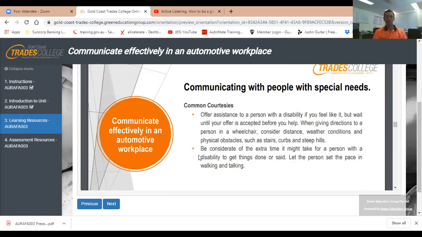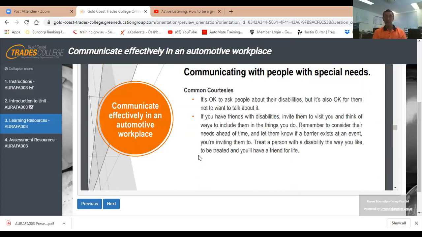Continuing on with that, some common courtesies. Offer assistance to a person with a disability if you feel like it, but wait until your offer is accepted before you help. When giving directions to a person in a wheelchair, consider distance, weather conditions, and physical obstacles such as stairs, curbs, and steep hills. Be considerate of the extra time it might take for a person with a disability to get things done or said. Let the person set the pace in walking and talking.